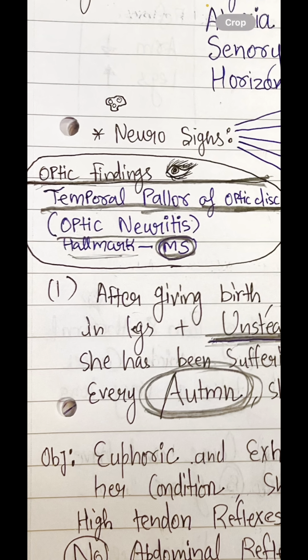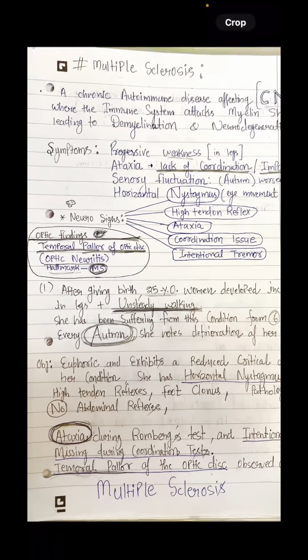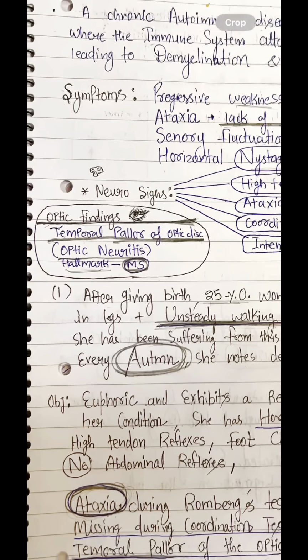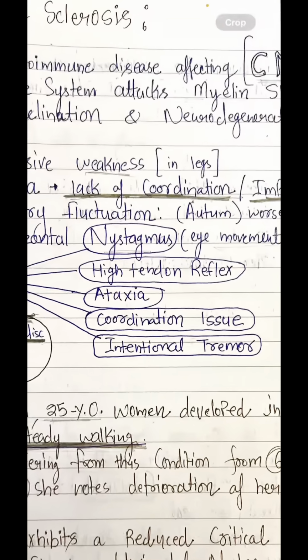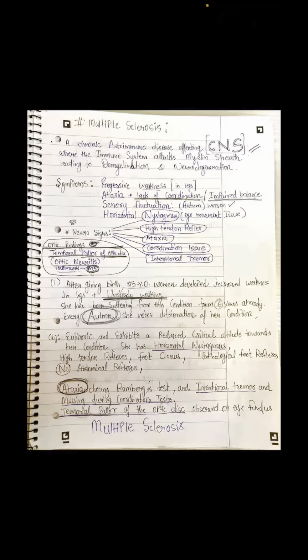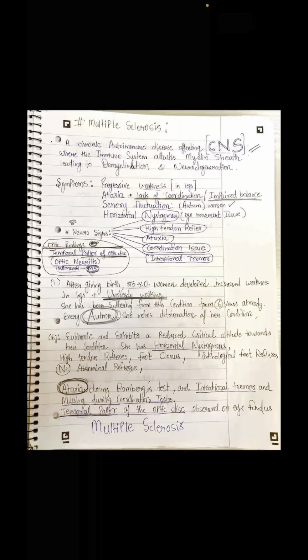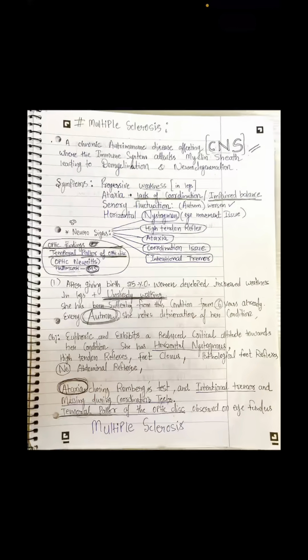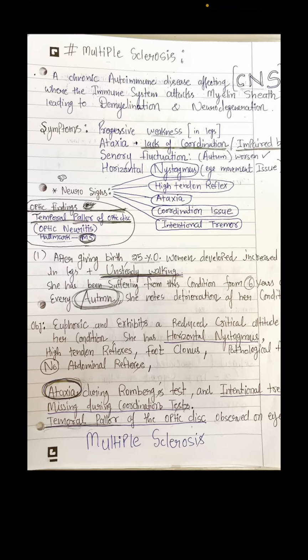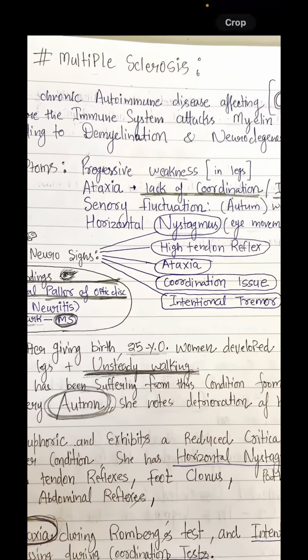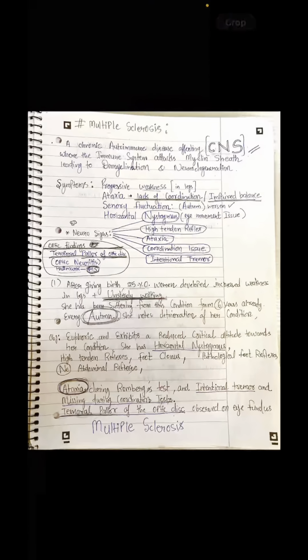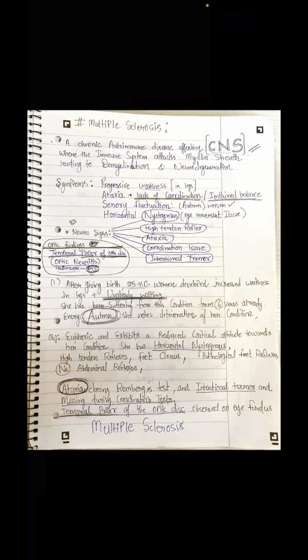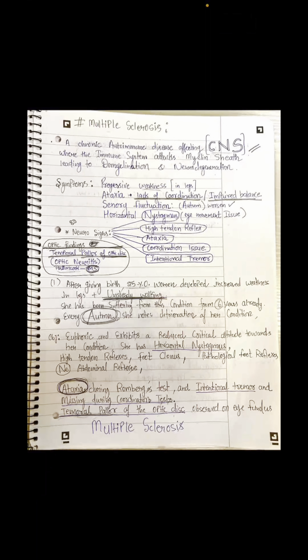So this is a hallmark of multiple sclerosis: temporal pallor of the disc and optic neuritis, and more symptoms we can see. Even ataxia is one of the hallmark findings. Ataxia is lack of coordination and impaired balance. Let's see the case finding. As I have told you, muscle weakness or progressive weakness will be there in these cases as well, like multiple sclerosis. So let's see the case study.